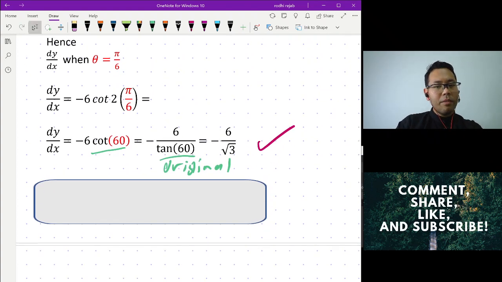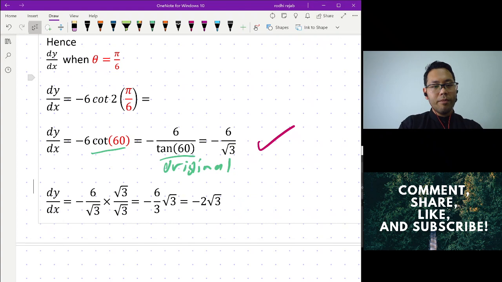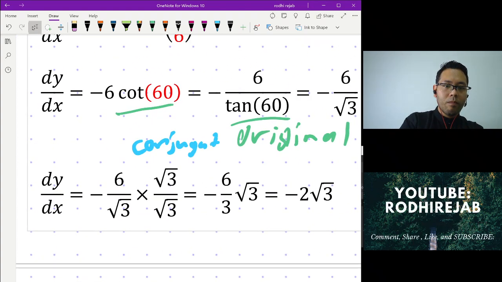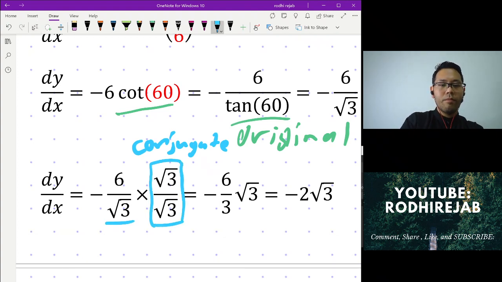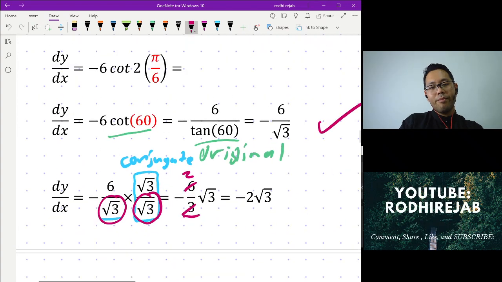But some people might not like the square root to be down there. So what do you do with it? You simply rationalise it with the conjugate. Once you do that, you get this, and simply simplify it out. Do not forget that root 3 times root 3 is equal to 3, and you can simplify. Yes, it is 2, and you got that.